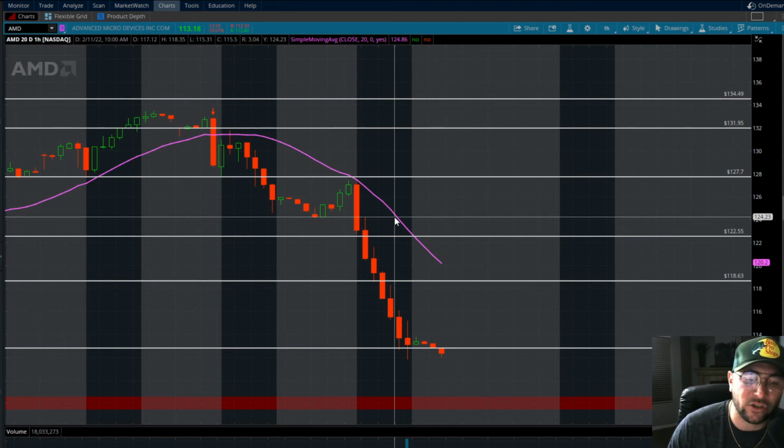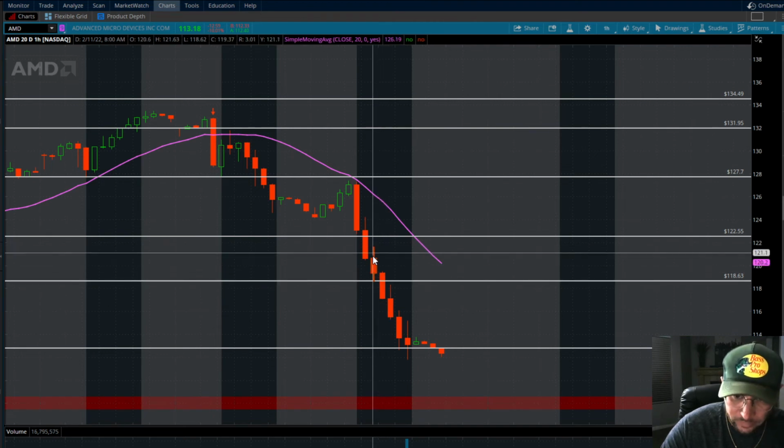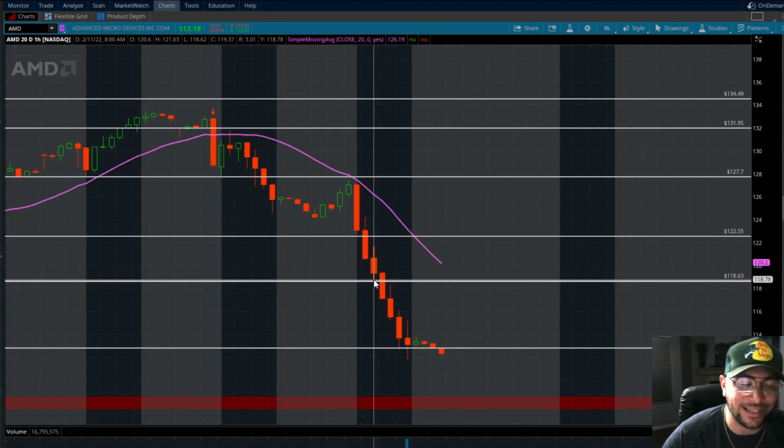I ended up sitting in this trade for about an hour and 45 minutes, and I sold on this candle here. I knew that we had another little bit of support down here at 118. And as soon as we started to get to 118, I noticed the bounce. I saw the bids start to pick up. Buyers started to step in.